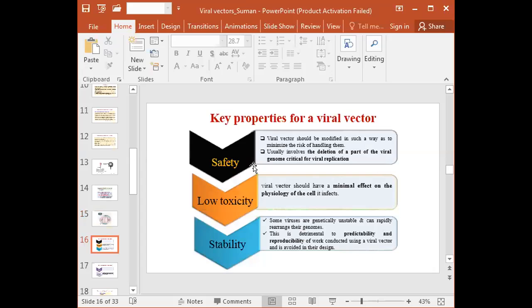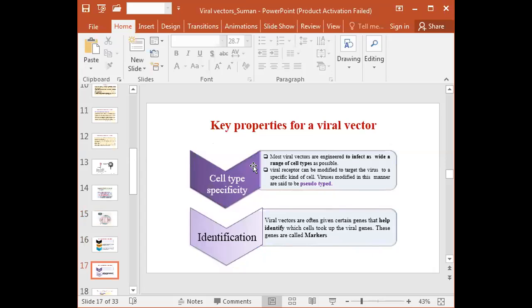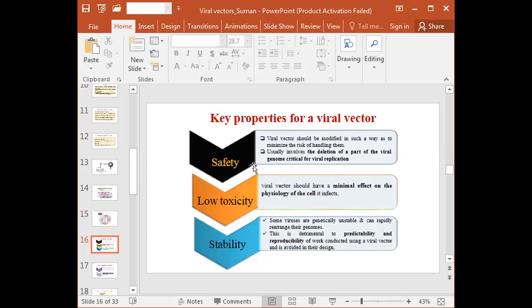So the key properties for a viral vector, there are 5 different properties: safety, low toxicity, stability, cell type specificity, and identification. As I said, if they bind specifically with the target cell, then it will be safer, and it will have low toxicity. In case of gene therapy to be successful, an appropriate amount of a therapeutic gene must be delivered into the target tissue or target cells without substantial toxicity.